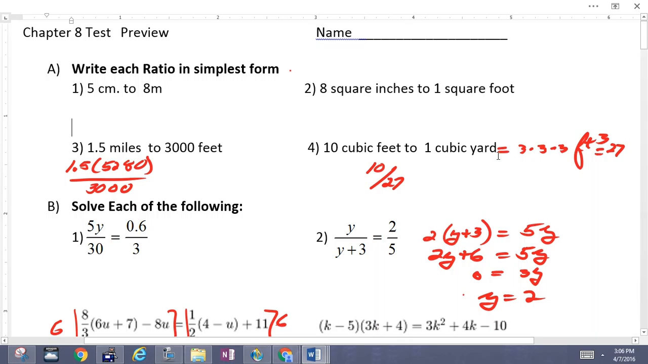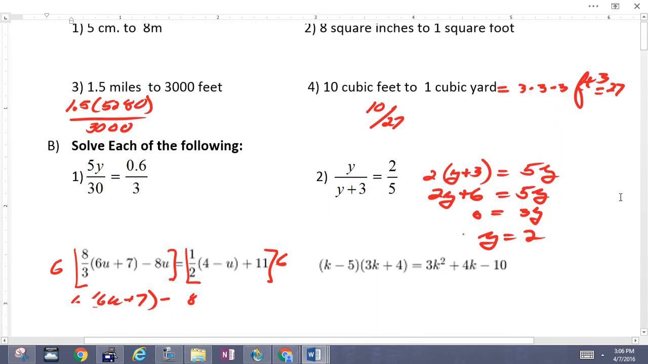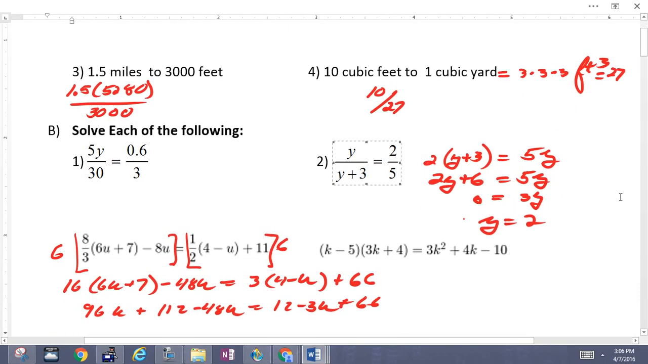10 cubic feet to 1 cubic yard. A cubic yard is 3 by 3 by 3 feet, which is 27 cubic feet. So the ratio is 10 to 27. Okay, our proportions here are solved by cross multiplying. 2 times y plus 3 equals 5y. Carry that out. This shouldn't be a big problem. Some simple equations here.